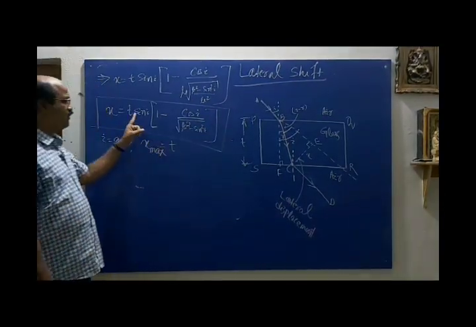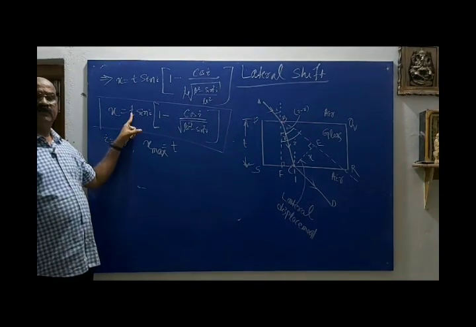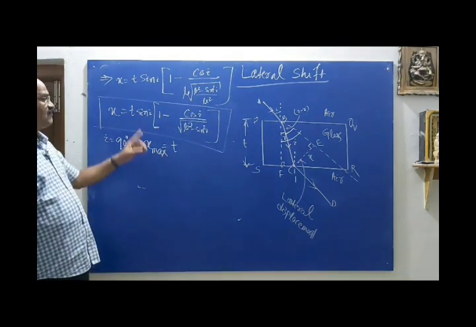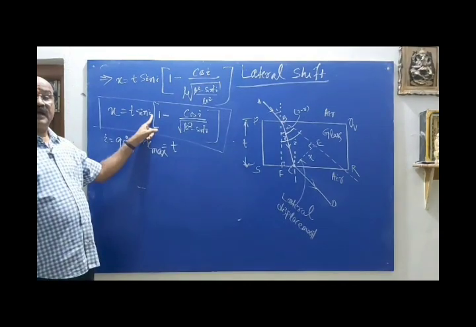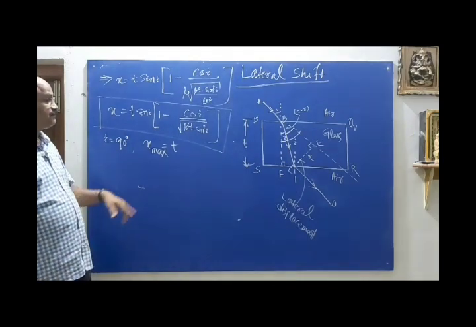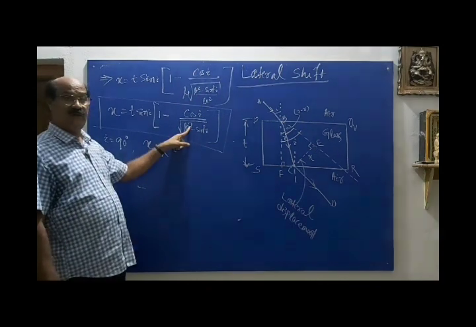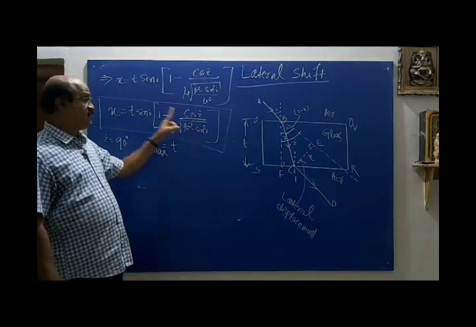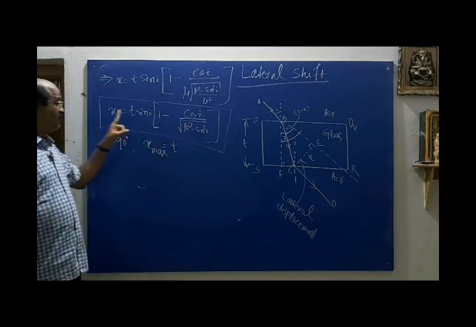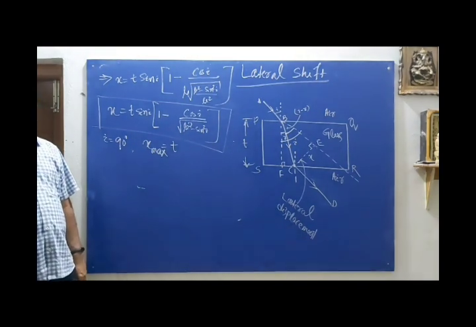From the expression, lateral shift increases if the thickness of the glass slab increases. Lateral shift increases if the angle of incidence increases. As mu increases, the value increases, and as 1 minus 2 decreases, the value increases. So when the refractive index of the material increases, the lateral shift also increases. So the maximum lateral shift is equal to the thickness of the glass slab.